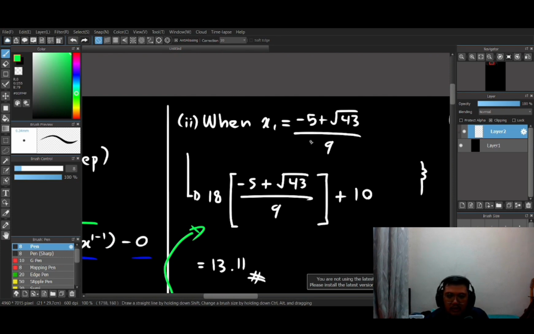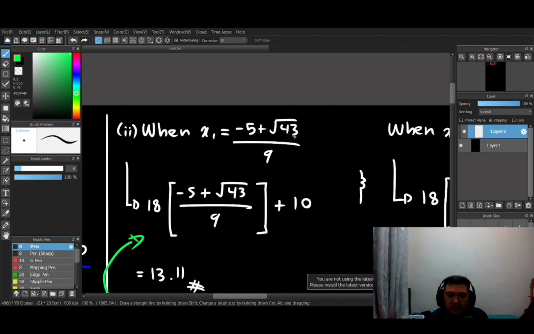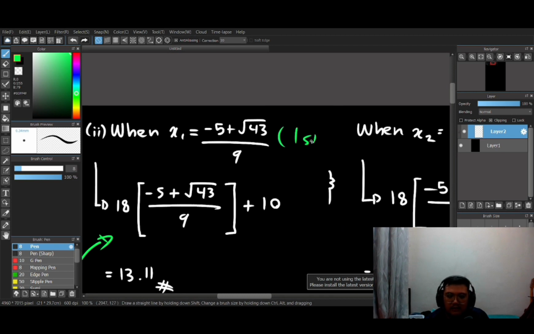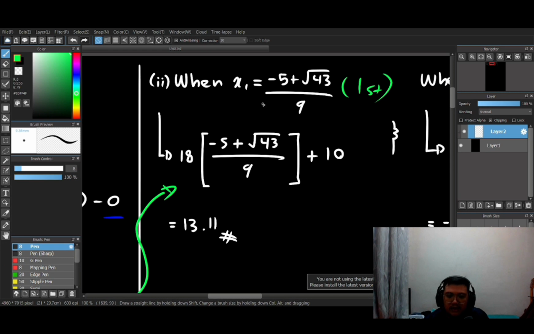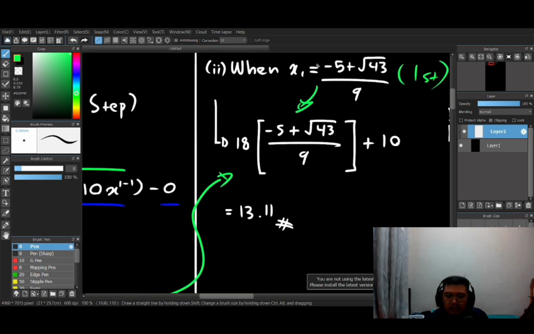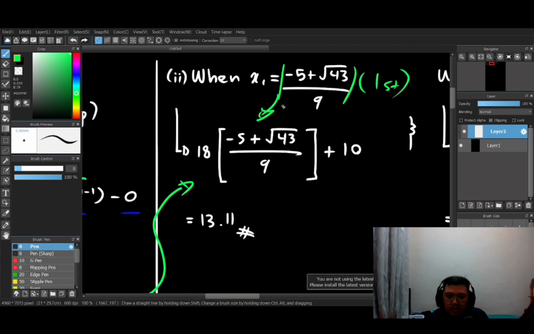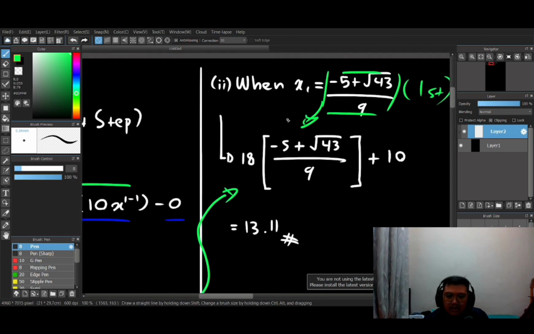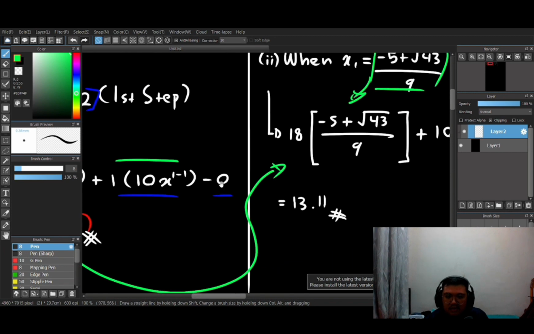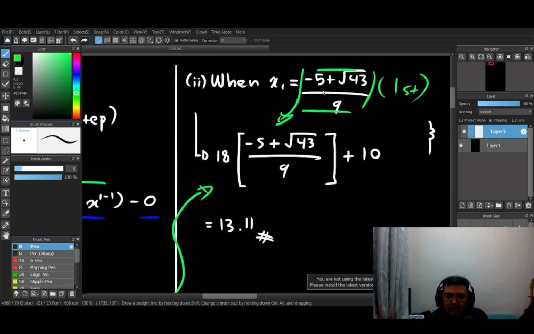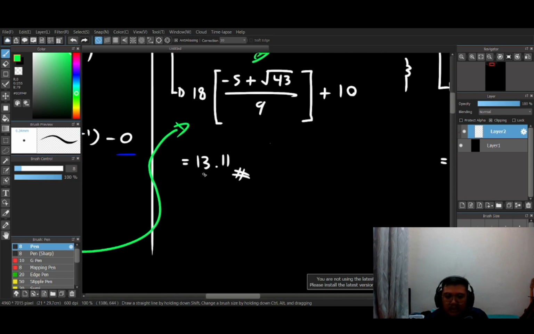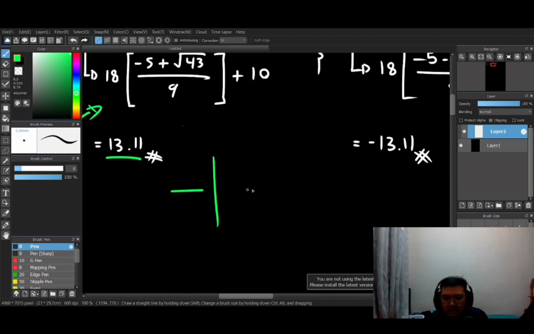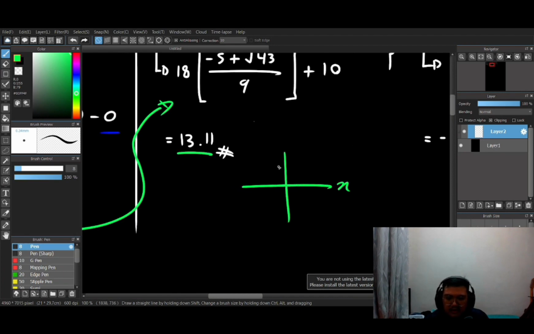Firstly, when x1 equal to negative 5 plus square root of 43 over 9, which we get from the first step, we're going to put this on the x. So 18 multiplied by this number plus 10, you will get 13.11. That is a positive value. Just like this is the x-axis, this is the y-axis. Positive must be on top of here.